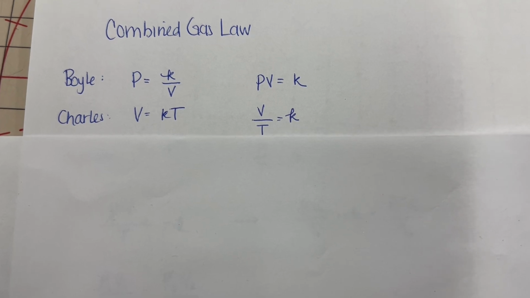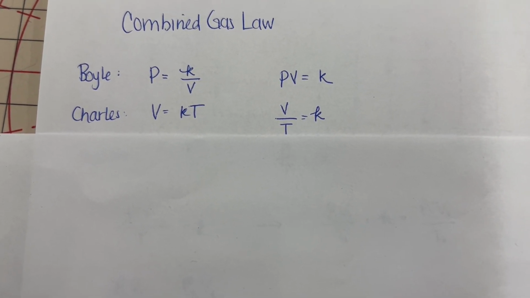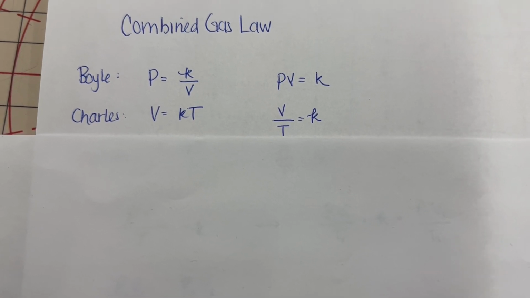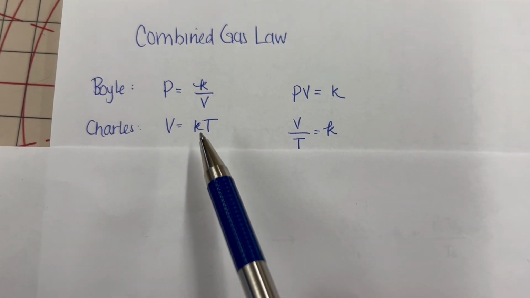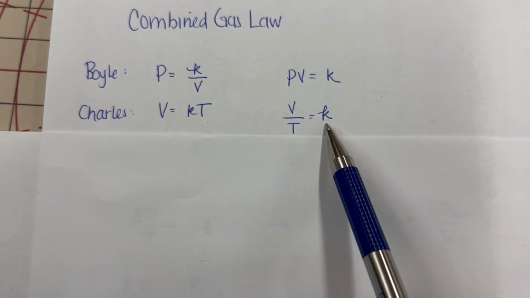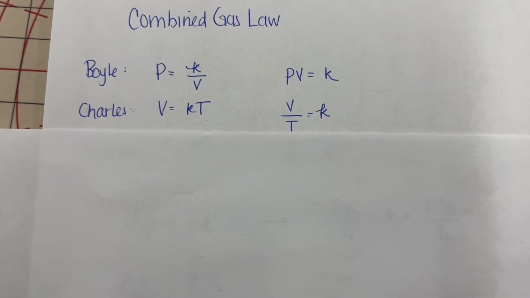Charles' law talked about the relationship between volume and temperature. If your temperature increases, the volume of the gas increases, and we say it's directly proportional, and we wrote this equation. We then solve the equation for K, and we get V divided by T.